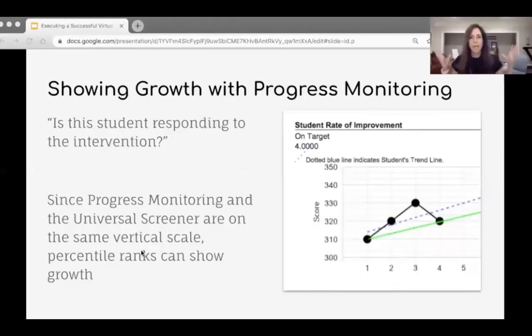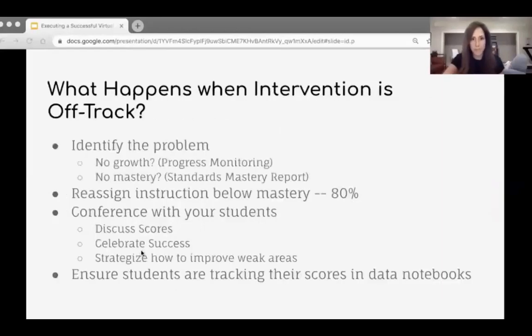And then progress monitoring results are your key to understanding if the student is responding to the intervention as a whole. And in Classworks, since progress monitoring and the universal screener are on the same vertical scale, percentile ranks can be used as an additional measure of student growth. You use all of these results together to make the right decisions for each student.